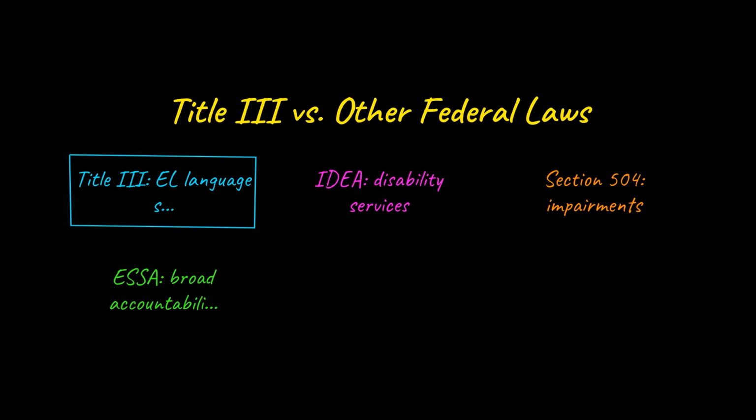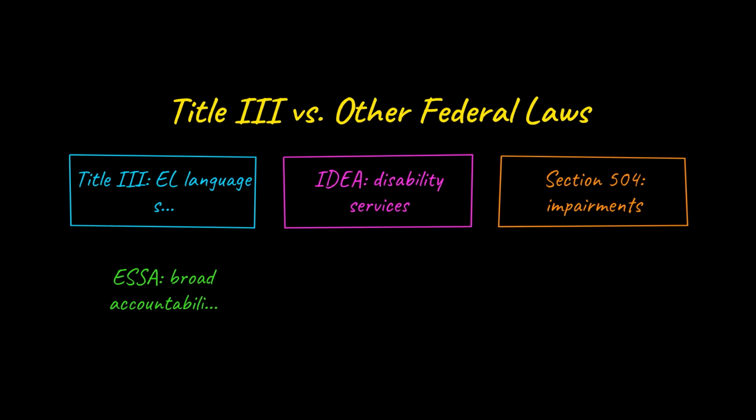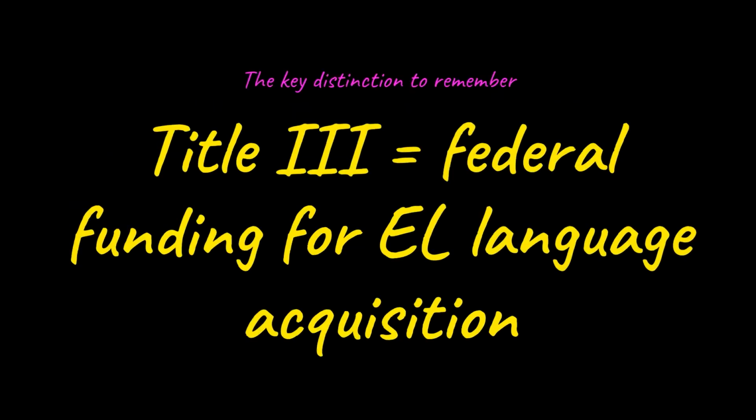Title III is frequently confused with other federal laws. It targets language acquisition for English learners specifically, not disability services under IDEA, not impairment accommodations under Section 504, and not the broader accountability framework of ESSA. A student can receive support under more than one law simultaneously. When an exam item describes federal support specifically for English learners' language acquisition and academic success, Title III is in play. When the focus shifts to disabilities or general education funding, look to a different law.